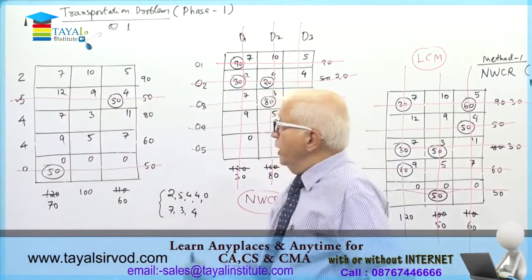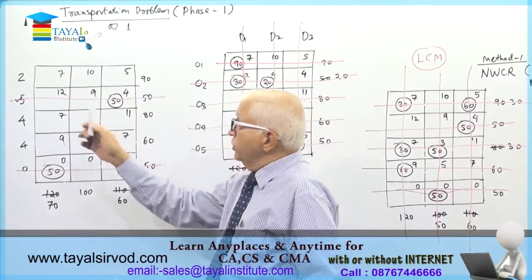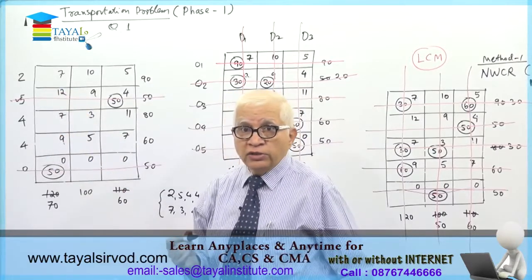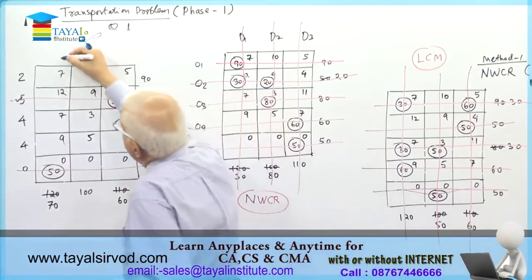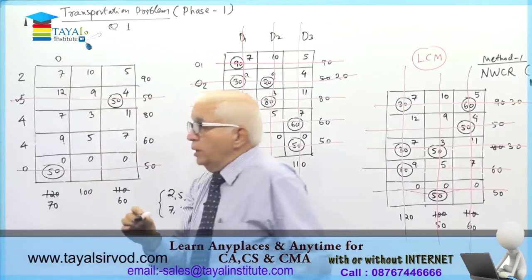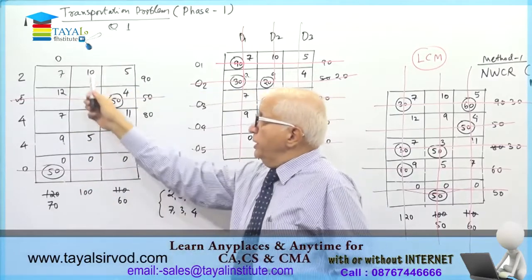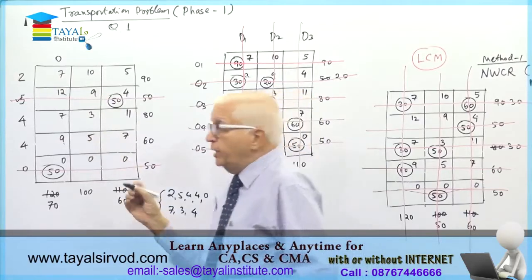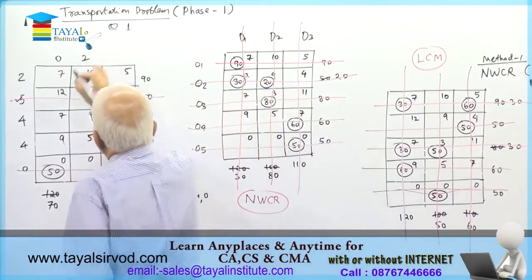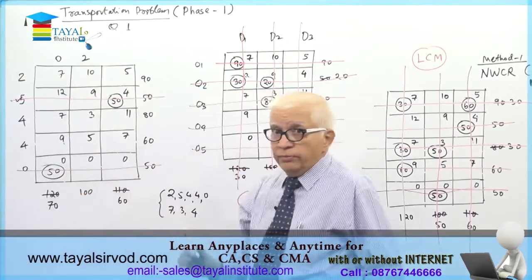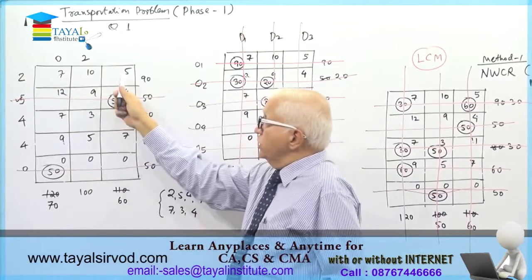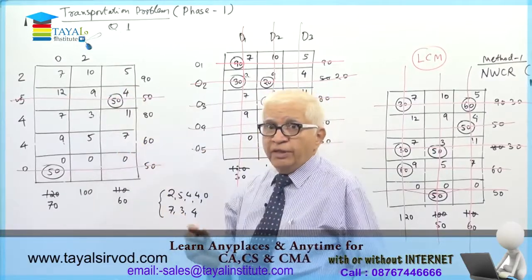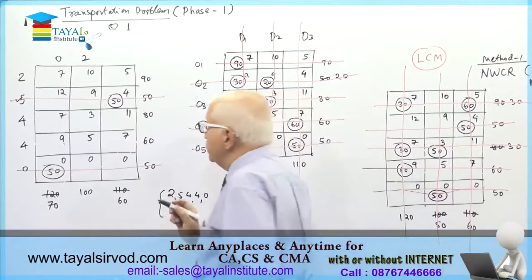Now, look at column number 1. What are the costs in column number 1? 7, 7, 9. Two lowest costs are 7 and 7. So, the penalty is 0. Column number 2: 10, 3 and 5. Two least costs are 5 and 3. So, the penalty is 2. What about this column? The costs are 5, 5, 11, 7. Lowest is 5, next lowest is 7.